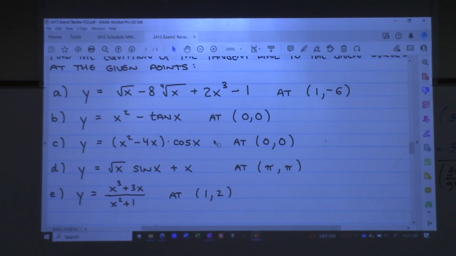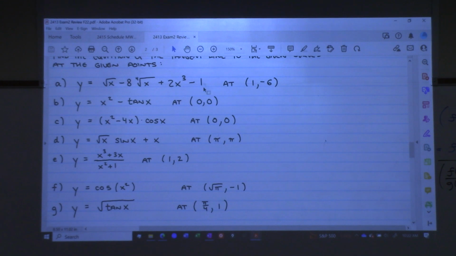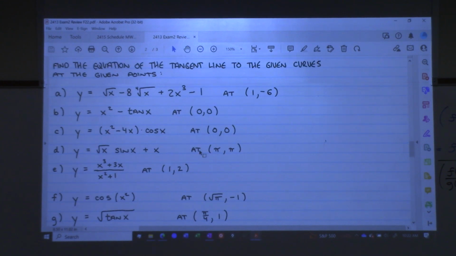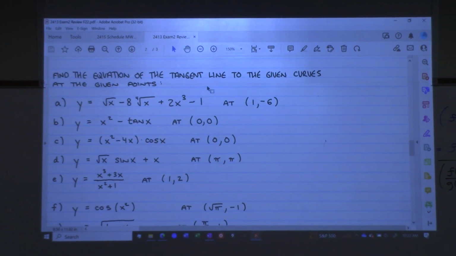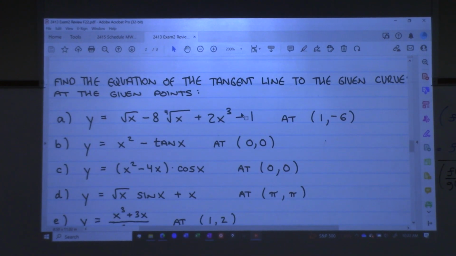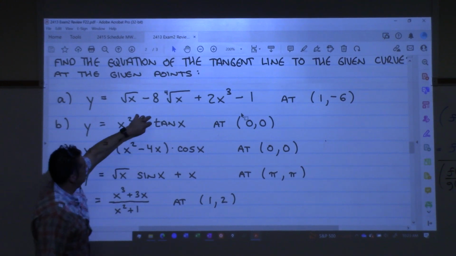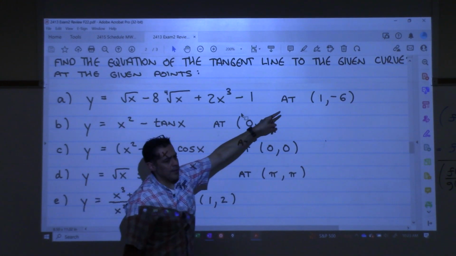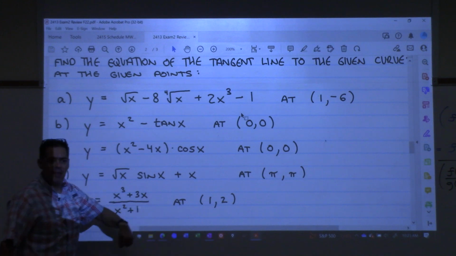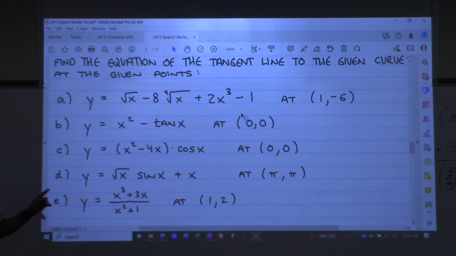This is off an exam review. Let me zoom in a little bit. I'd like to let the rest of today's class be a group assignment. You work together. If you finish these problems, you can call it a day. What I want is for each of these problems, I give you a function, and I give you a point. And I want you to find the equation of the tangent line to these curves at those points.